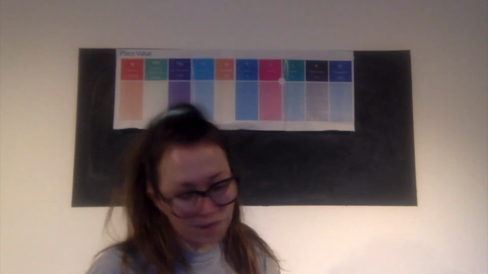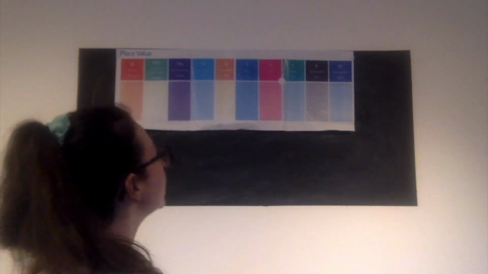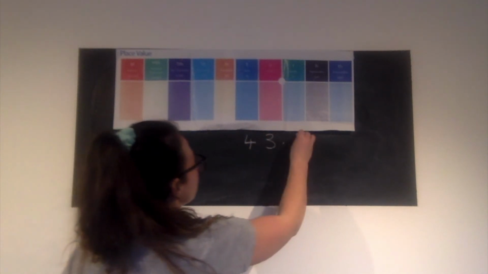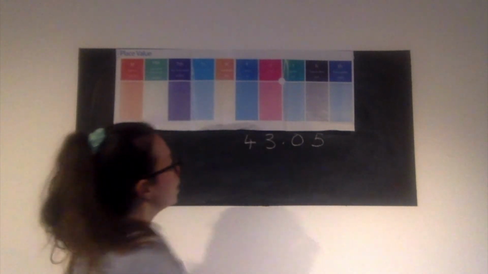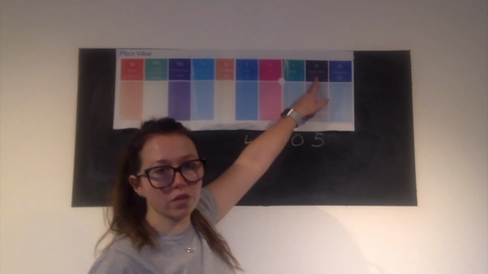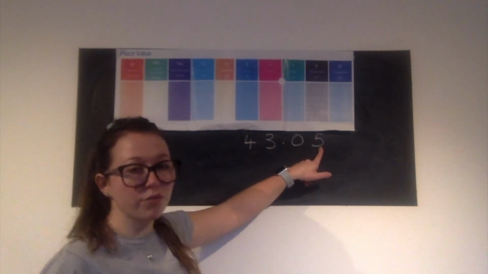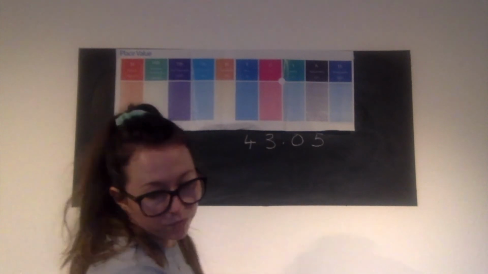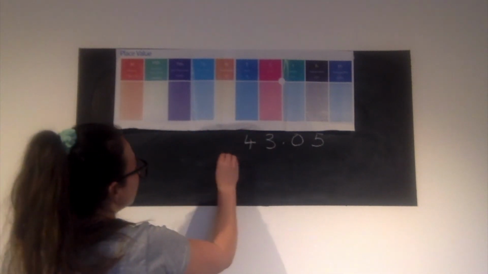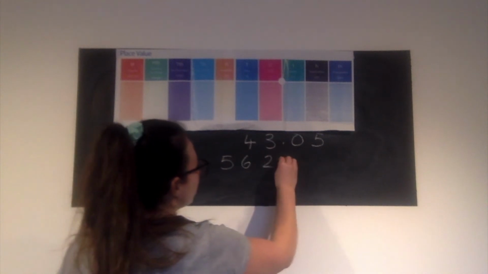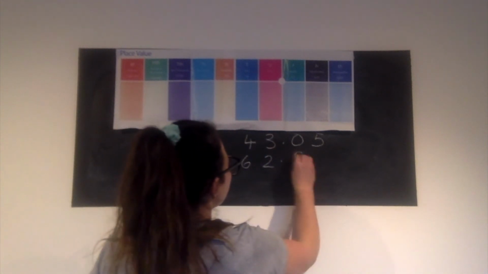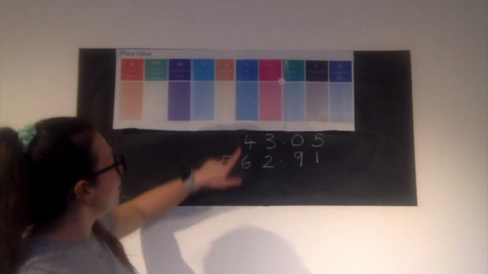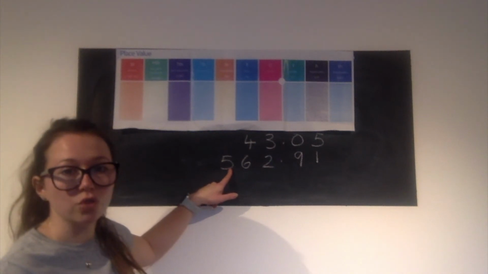Let's go through these together. Our first number was 43.05. 4 is in my tens column, 43, decimal point 05. So the digit 5 is in the hundredths column, and its value is 5 hundredths or 0.05. Either is okay. The next number was 562.91. Here the digit 5 is in my hundreds column, and so the value of the 5 is 500.